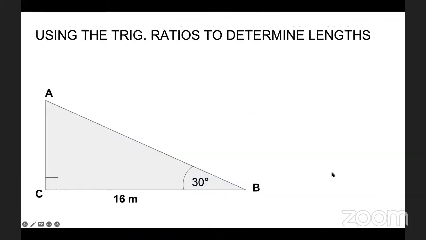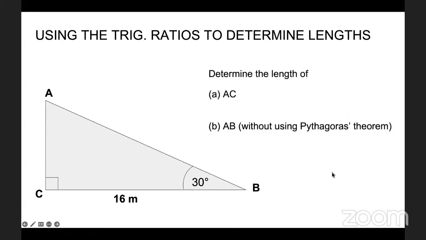Here we are, using the trig ratios to determine lengths. We want to determine length AC and length AB without using Pythagoras theorem. So you see what happened there? You're asked not to use Pythagoras theorem. So let's just quickly go through AC.